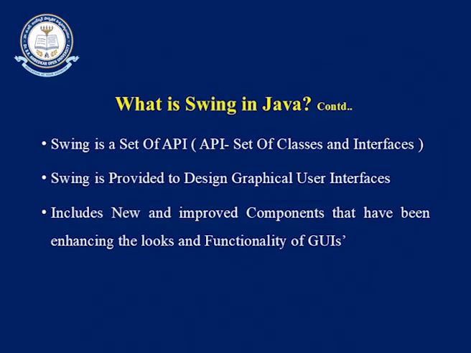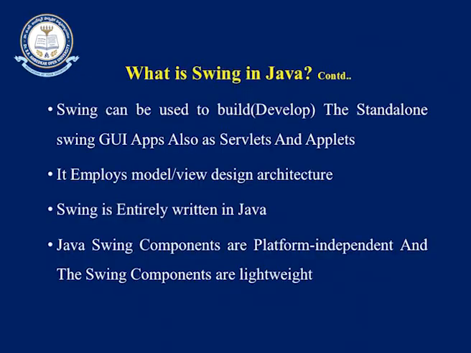Swing is a set of APIs. Nothing but API is a collection of different classes and interfaces, and we can provide good designs with the help of these Swing classes, and we can improve the appearance of the applications with their help. Swing can be used to build or develop standalone Swing GUI apps, also servlets and applets. In simple terms, we can use the Swing concept to develop GUI applications and servlets and applets also. It implements MVC architecture, model view controller architecture.